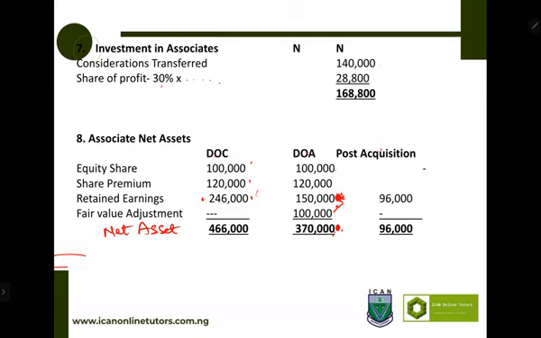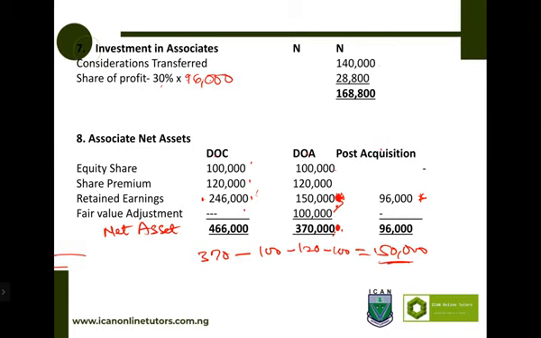If you do that, you will have 370 minus 100 minus 120 minus 100. It will give you what? 150,000 naira. This 150,000 is what we valued as the retained earnings as at opening. So 246 minus 150 will give you post-acquisition profit of 96,000 naira.